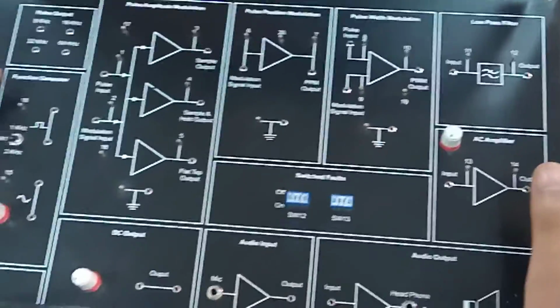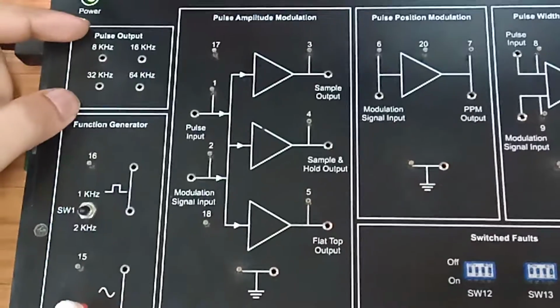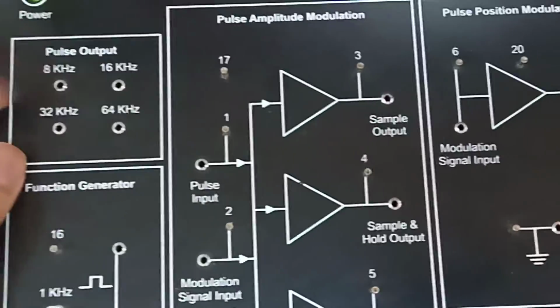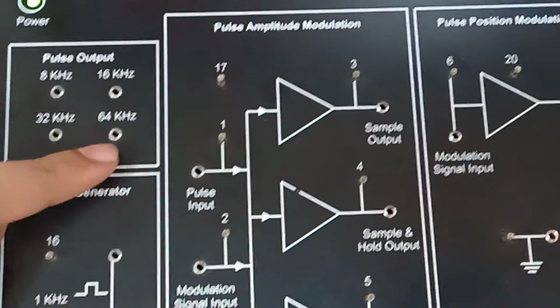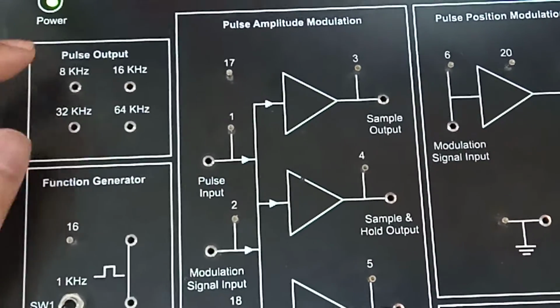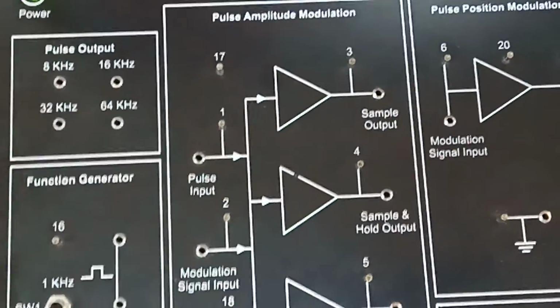Here we have this block for pulse output. This is for carrier generation. We have 4 options: 8 kHz, 16 kHz, 32 kHz and 64 kHz. So we have 4 options for the carrier. Whatever frequency we are going to use, we will see in some time.